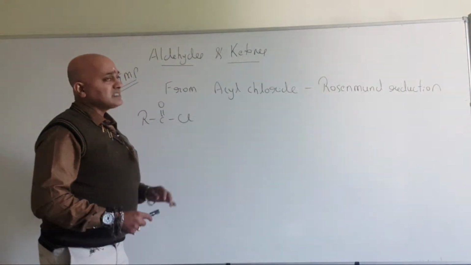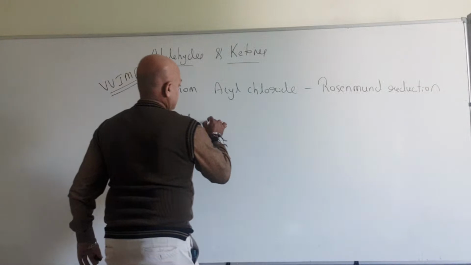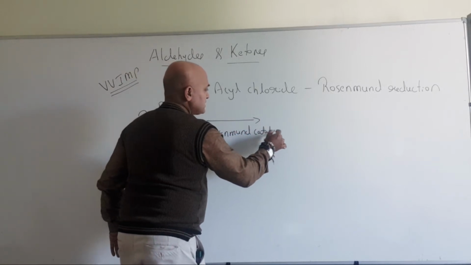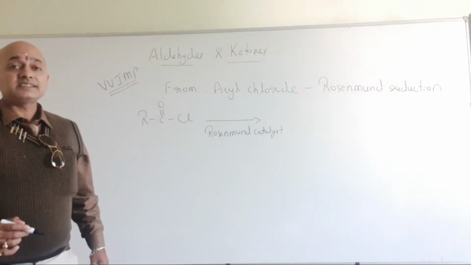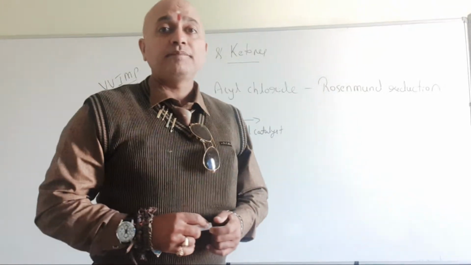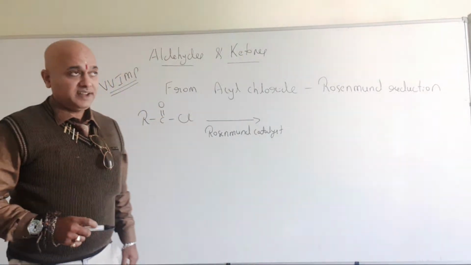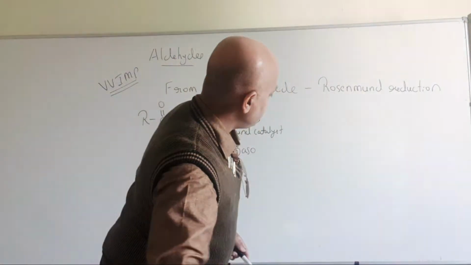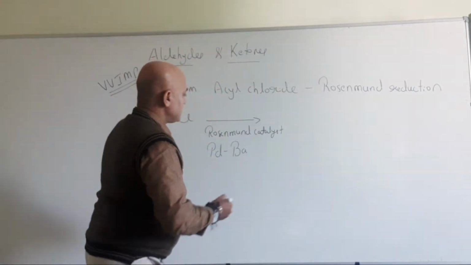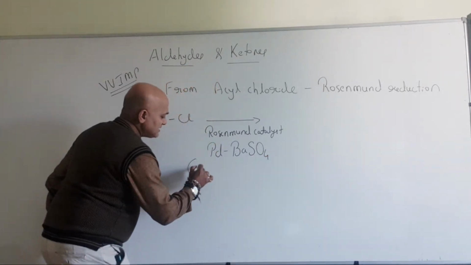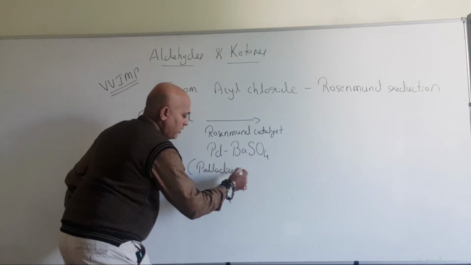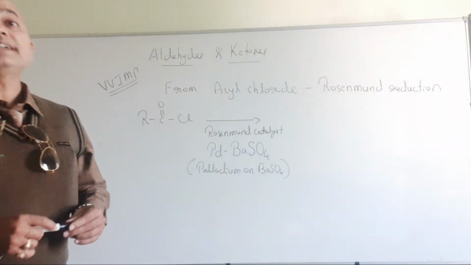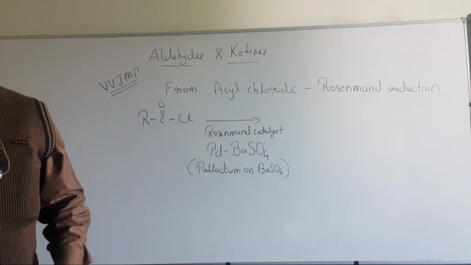So when this acyl chloride is treated with Rosenmund catalyst, what is that Rosenmund catalyst? The Rosenmund catalyst is nothing but palladium on barium sulfate, Pd/BaSO4. That is palladium on or with barium sulfate, which is called Rosenmund catalyst.